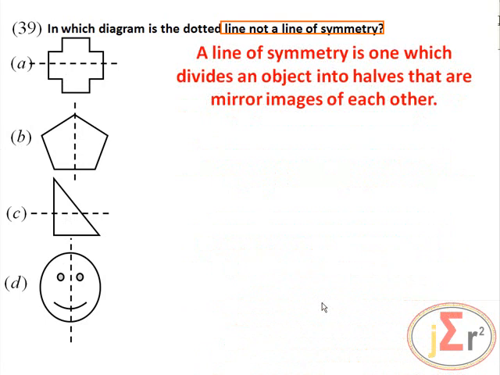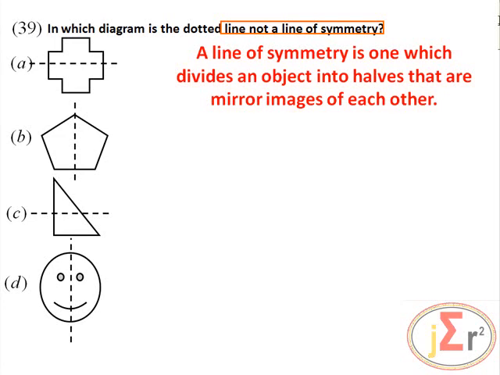A line of symmetry is one which divides an object into halves that are mirror images of each other. So the line of symmetry divides the object into 2 halves. Let us look at 2 parts of it. The line of symmetry must divide the object in 2 halves. Then the 2 halves must be mirror images of each other.